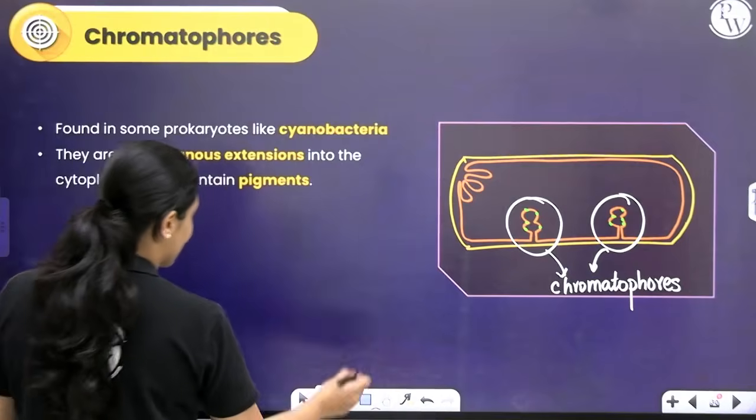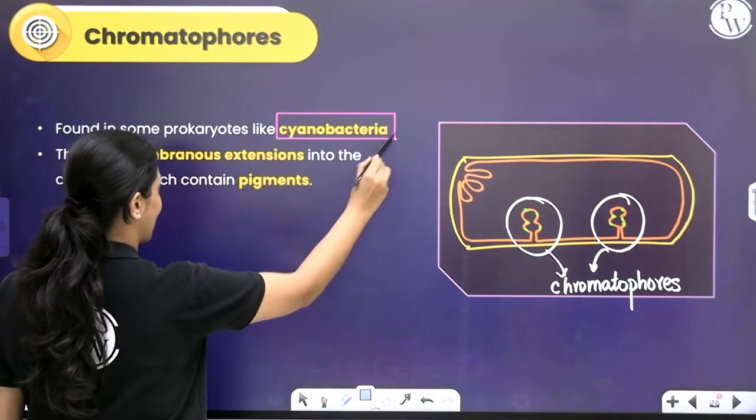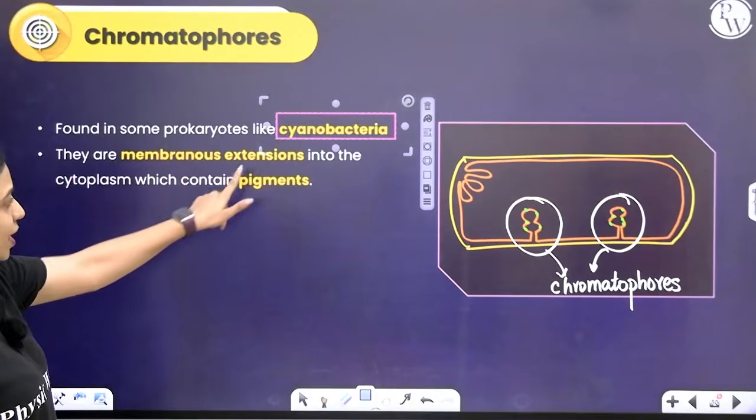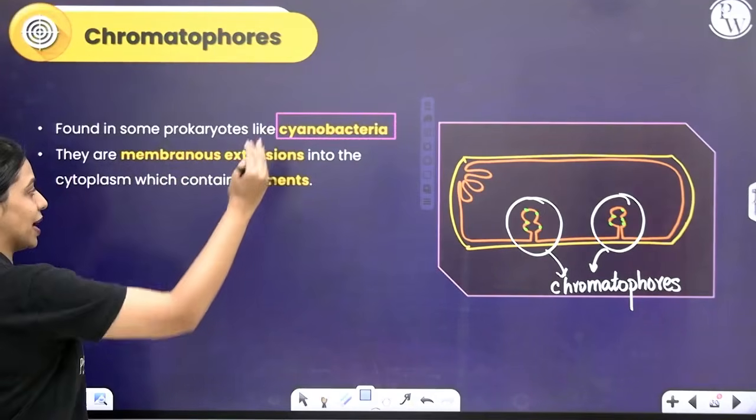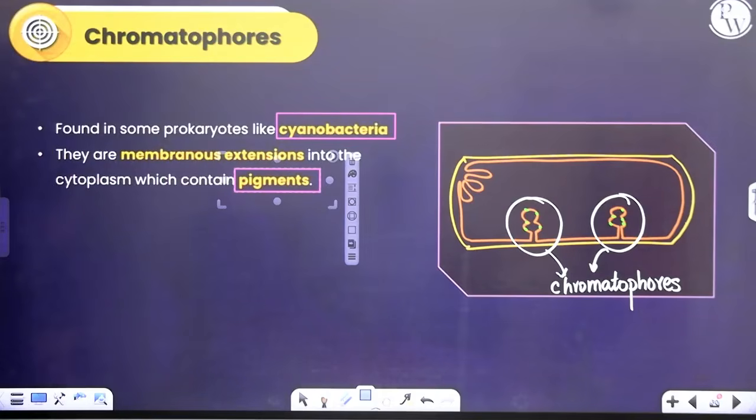These are found not in all bacteria, only in photosynthetic bacteria, that is cyanobacteria. They are also membranous extensions into the cytoplasm and they contain the pigments required for photosynthesis. Is that clear? Cool. Let's move on.